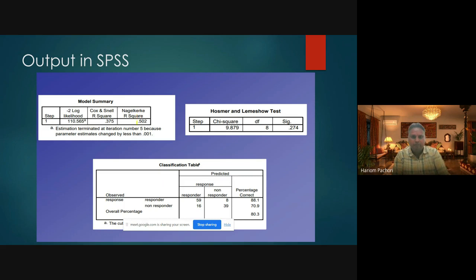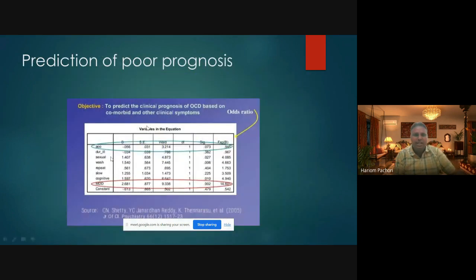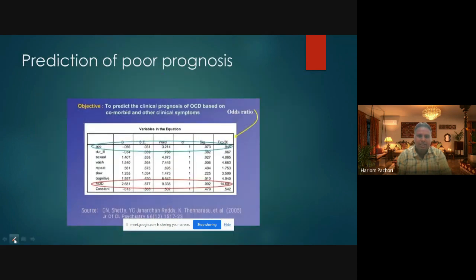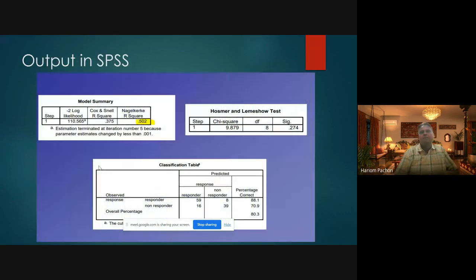This value. So this model is fitting 50%. Your independent variables are explaining 50% of the variance of your dependent variable.